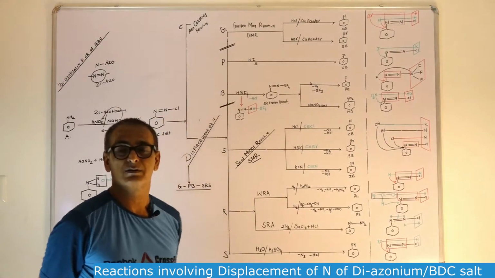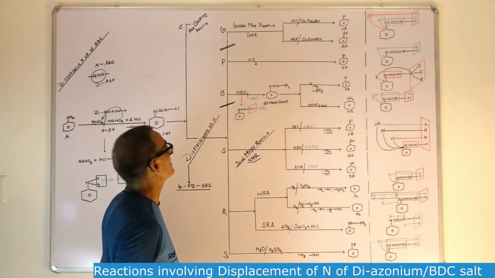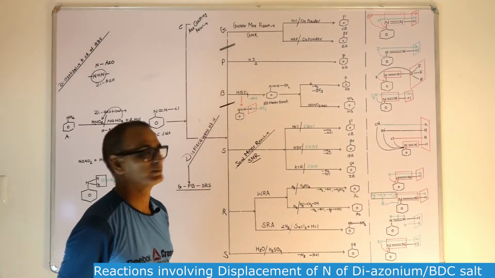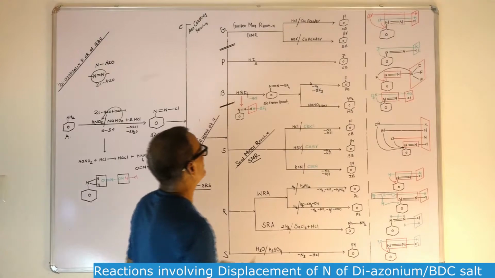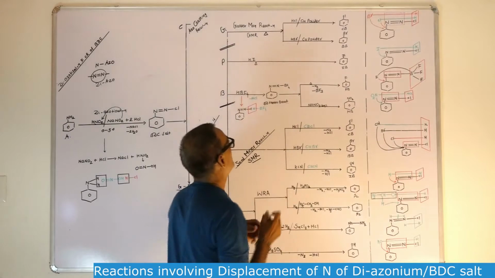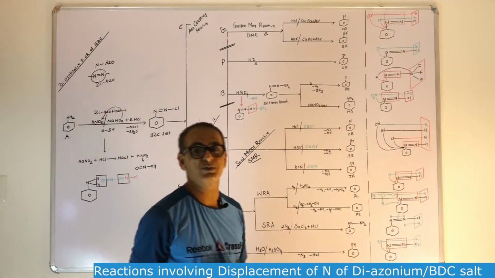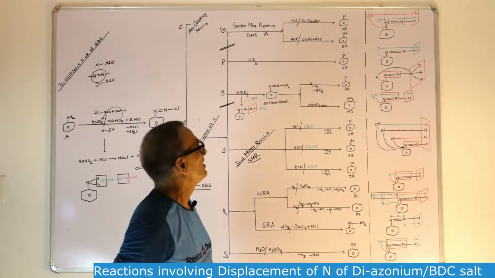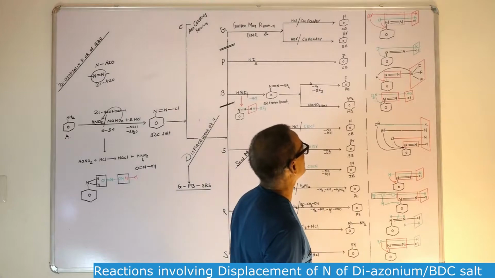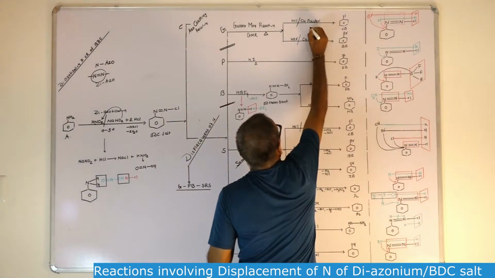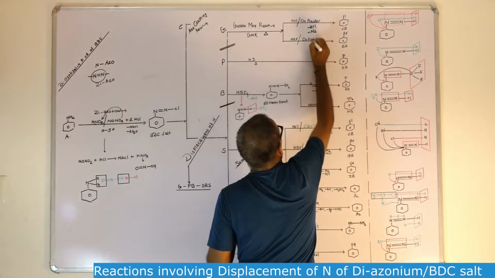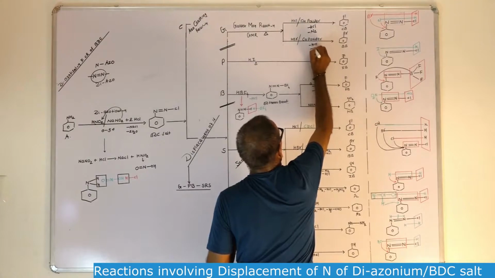First of all, we will take the Gattermann reaction, GMR. G for Gatter, M for man, and R for reaction. During this reaction, BDC salt is heated with HCl and HBr in presence of copper powder. Our product will be chlorobenzene and bromobenzene. During both reactions, byproduct will be HCl and N2, minus HCl and N2.